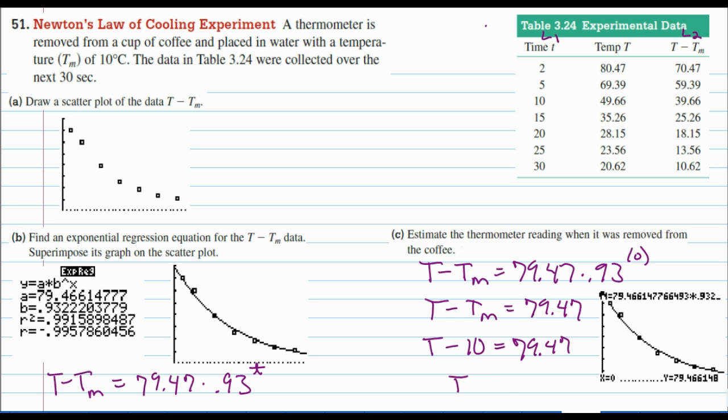Now the temperature of the water was 10 degrees Celsius, so T minus 10 would equal 79.47. So if I add 10 to both sides, I get 89.47 degrees Celsius for the initial temperature of the thermometer and the coffee, because they would both have been the same temperature as the beginning of this process started.